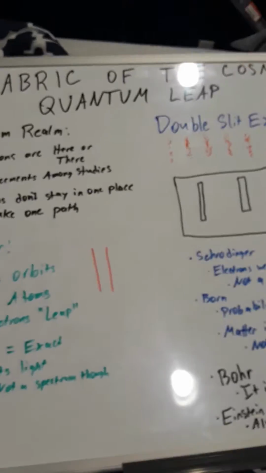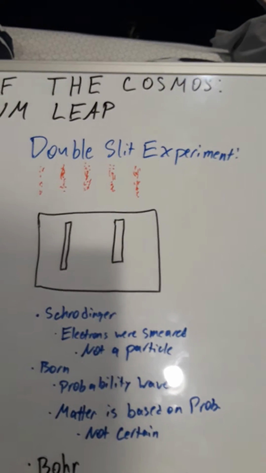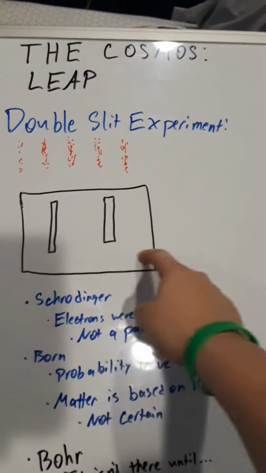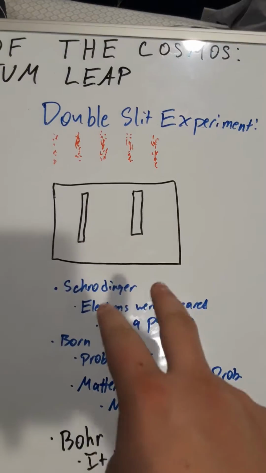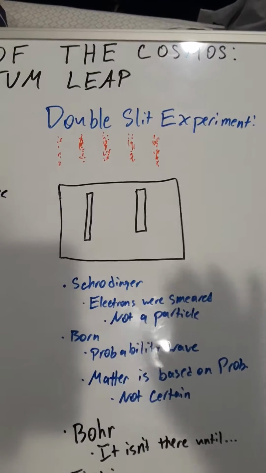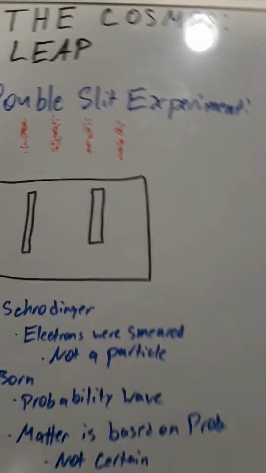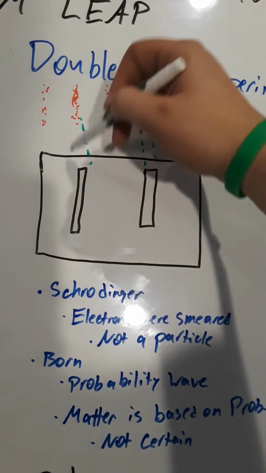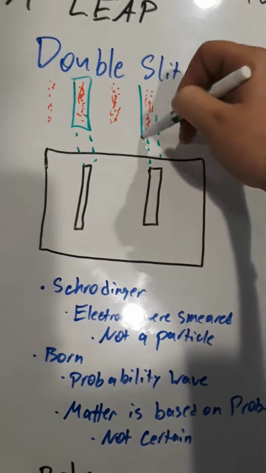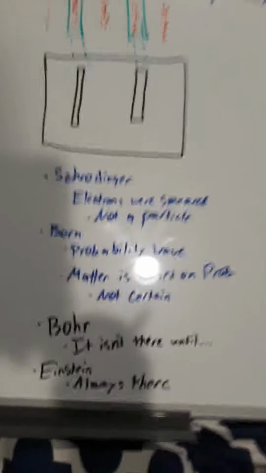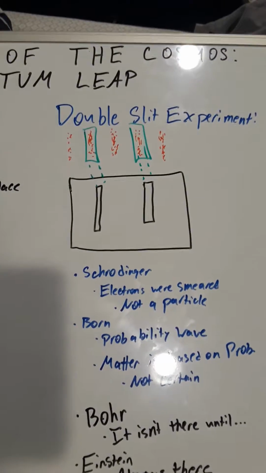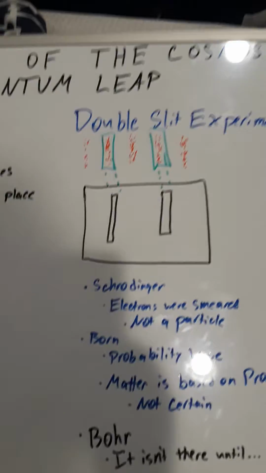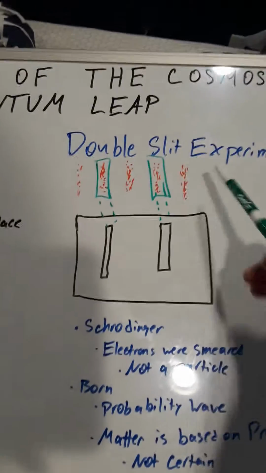One of the main experiments they talked about was the double slit experiment. They were testing to see how electrons work. They took a sheet with two slits in it and bombarded it with electrons. They were expecting that, because an electron is a particle, it would shoot through, hit there, and it would just be in those two areas. But what they found was it was all over the place, but they ended up in these columns.